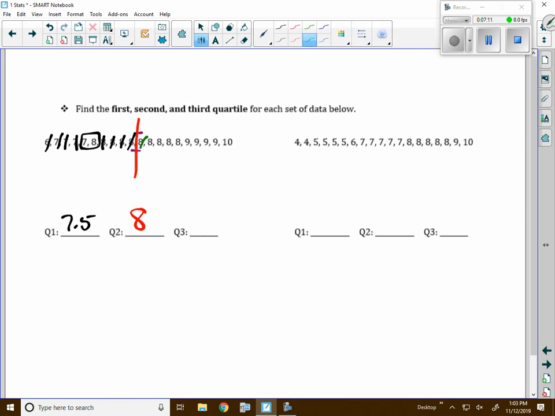Okay, now I'm going to do my right-hand side, and that'll give me my Q3. Halfway between 8 and 8. So, something that you need to remember, when you're doing this and you have 2 numbers in the middle when you're finding your median, you use those 2 numbers for the right and the left side, your Q1 and your Q3. The next one's going to be a little bit different. Okay, this one has an odd number, so when we cross these out, you have a middle number. I'm going to show you a special part about this.